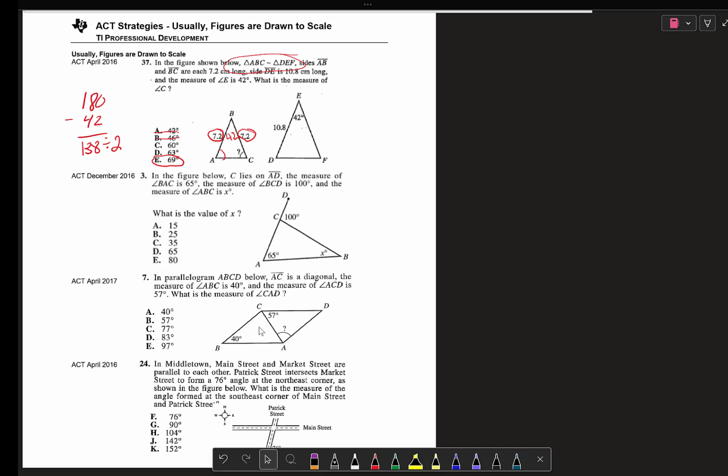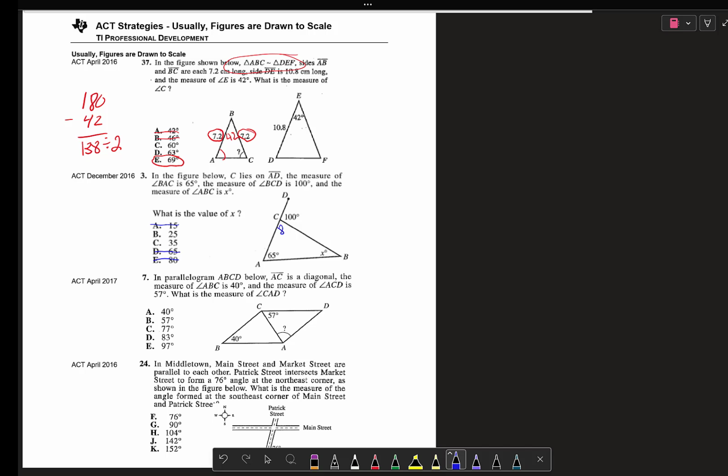All right, number 3 from the ACT December 2016 exam. What is the value of x? So remember, on this one, we ruled out 80, we ruled out 65, and we ruled out 15. So we had it down between B and C. So we'll see if you got it right.